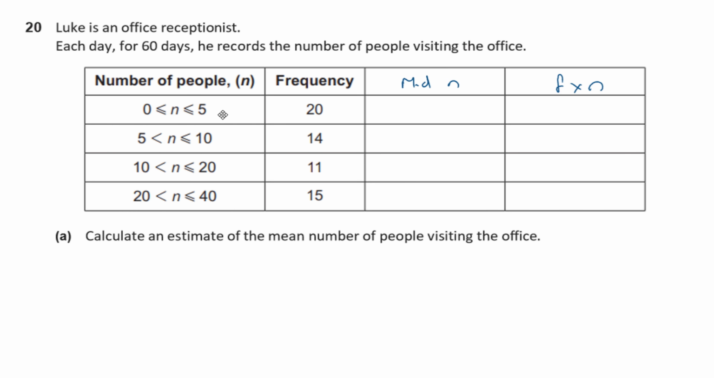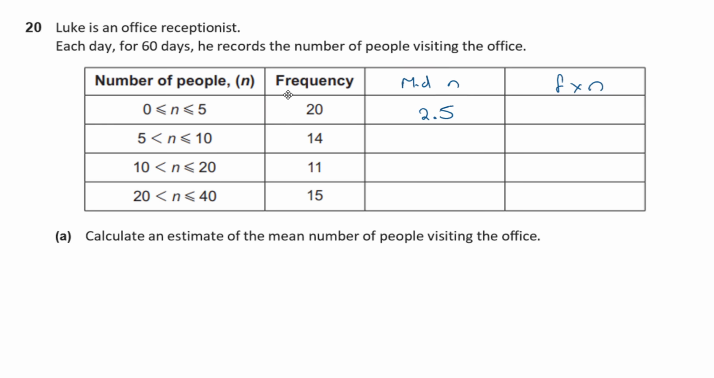So the midpoint is halfway between these two. Because I don't know the actual number of people, we'll use the midpoint of the range to estimate it. So 5 plus 0 is 5, divided by 2 is 2.5. So the mid value of 0 to 5 is 2.5.